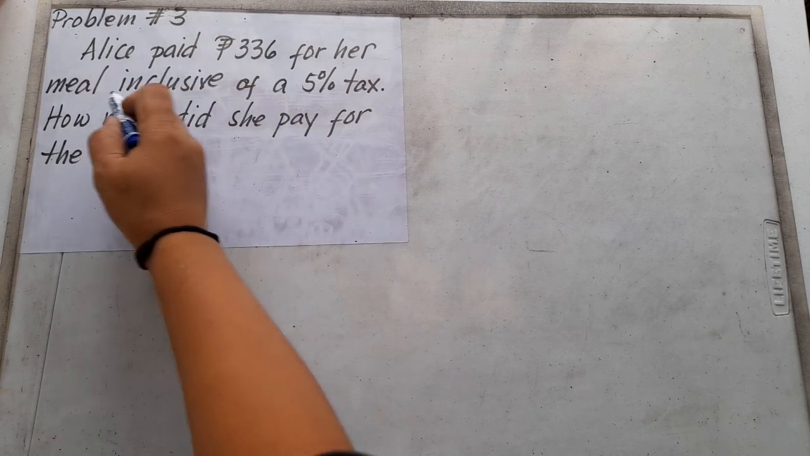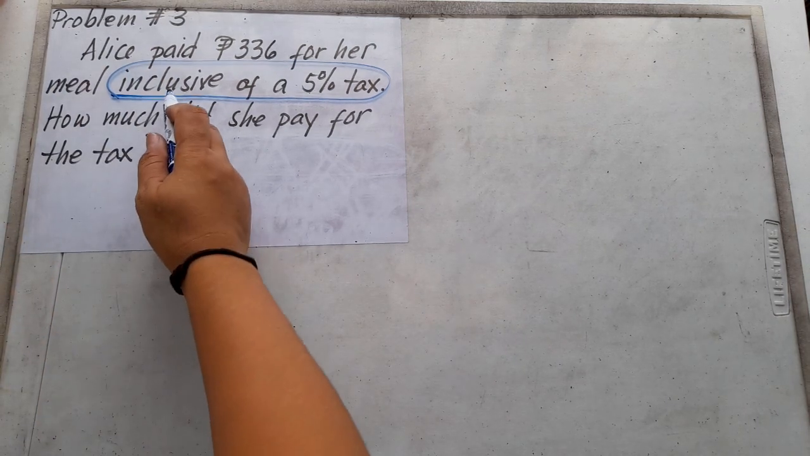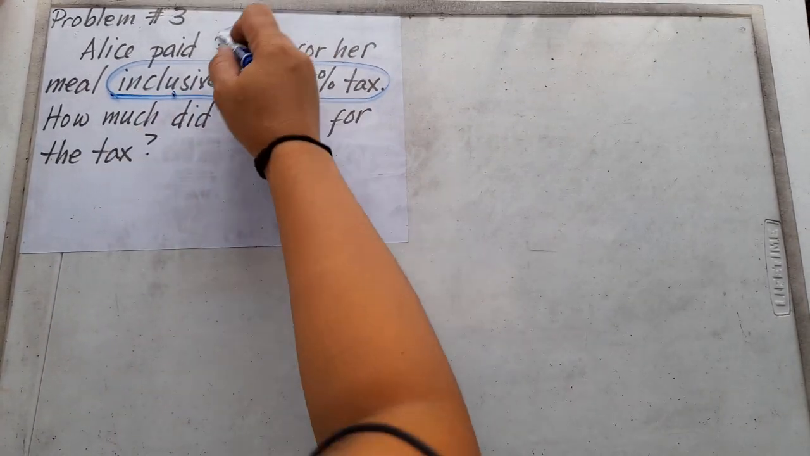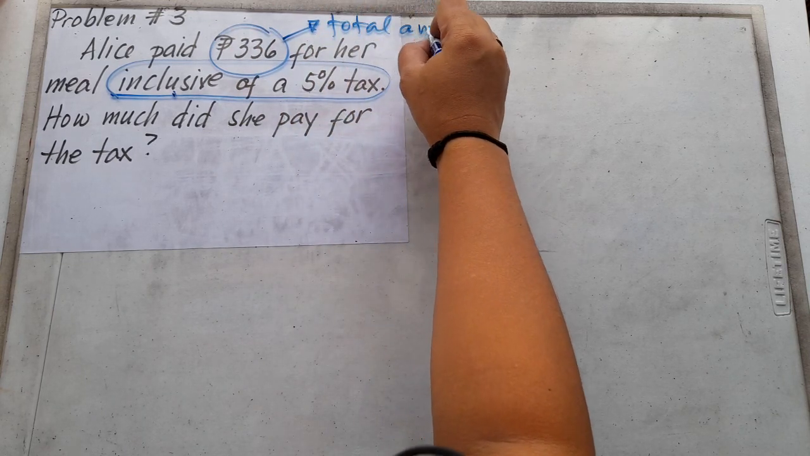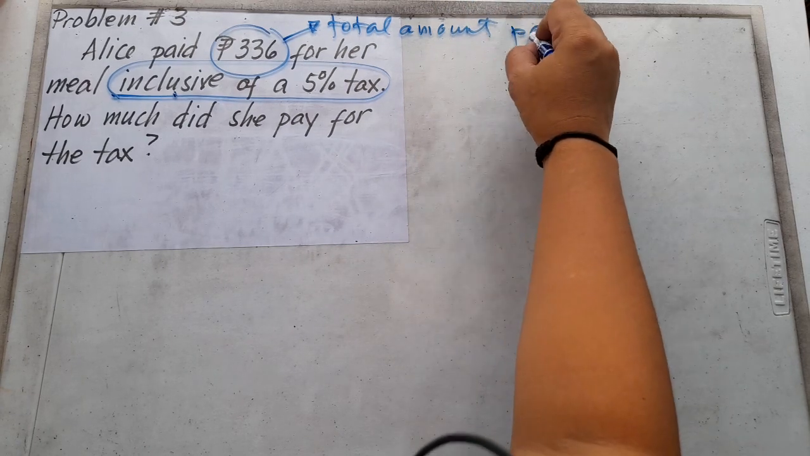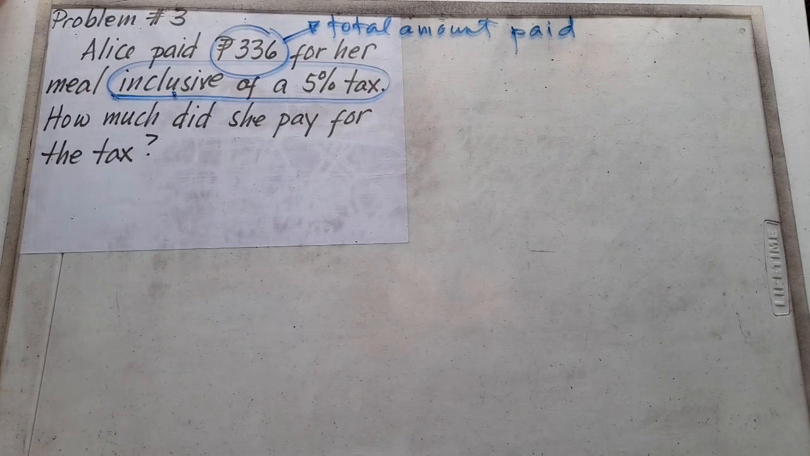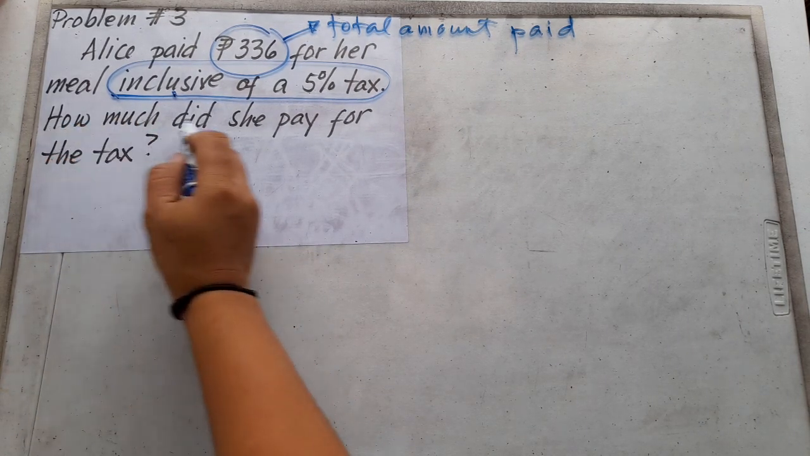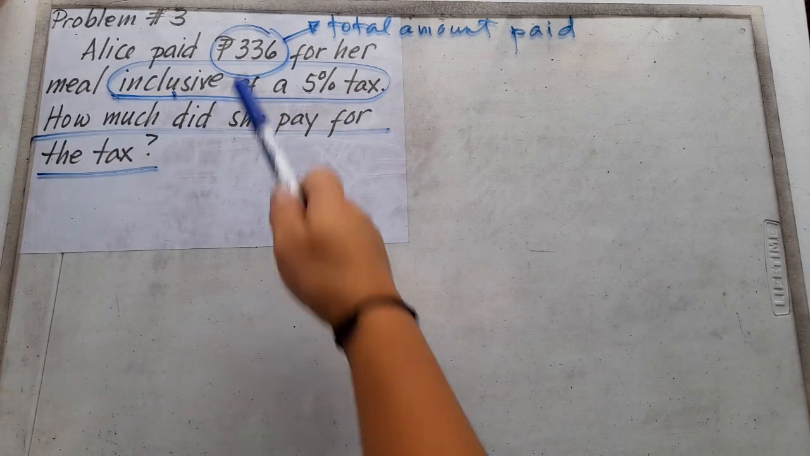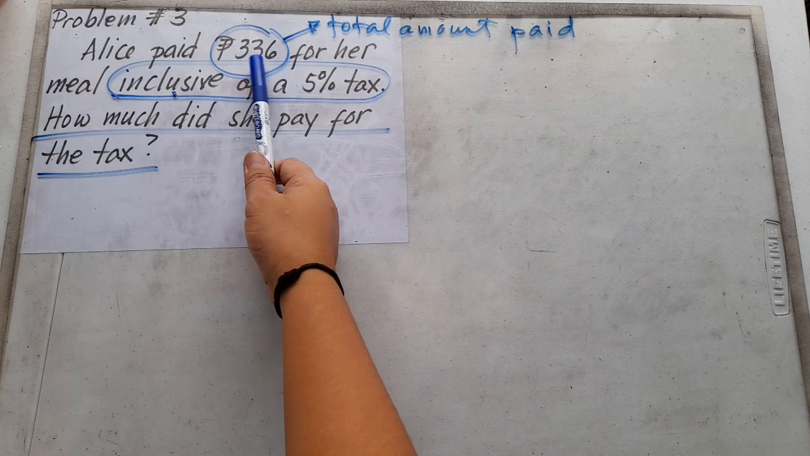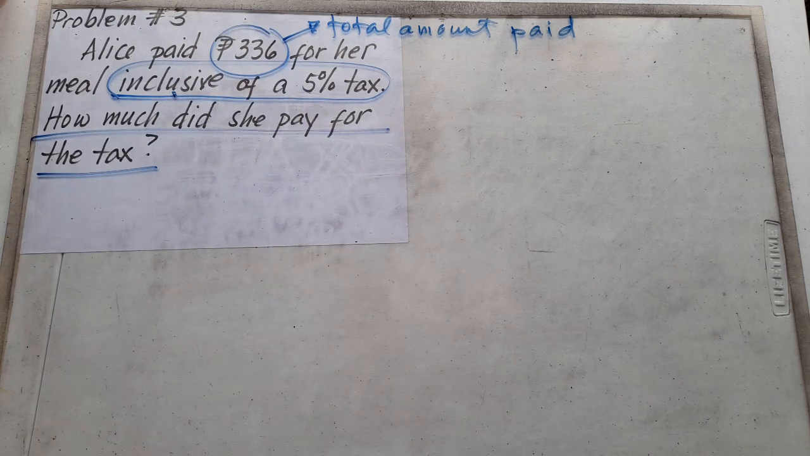Okay, so let's have this. First, we have here inclusive of a 5% tax. So, pag sinabing inclusive, yung 336 na yan na yung total amount paid. Inclusive kasi. Ibig sabihin, nakapaloob na dyan yung 5% tax. And besides, you are asked how much did she pay for the tax. So, yung 336, nandiyan yung tax. Diyan natin kukunin yung tax na 5%. So, paano gagawin natin dyan?